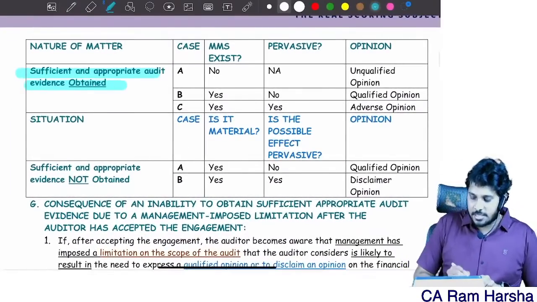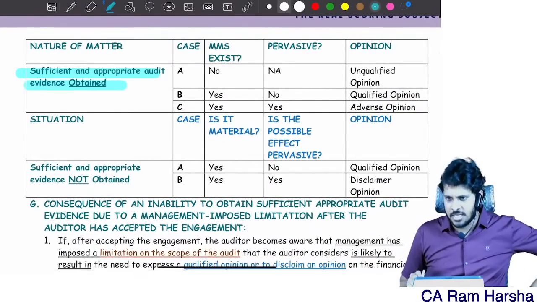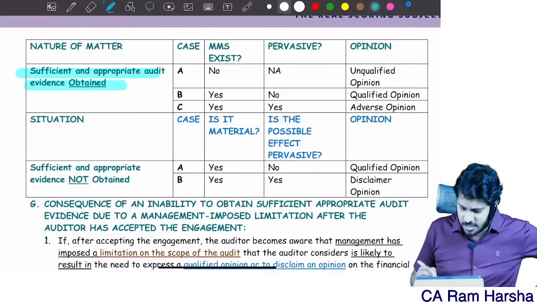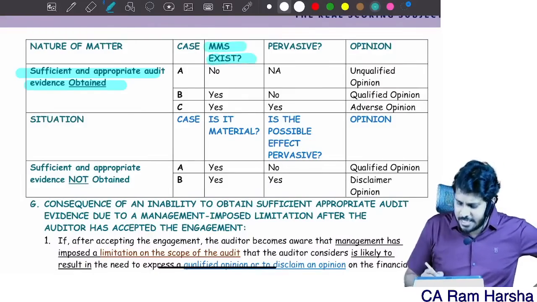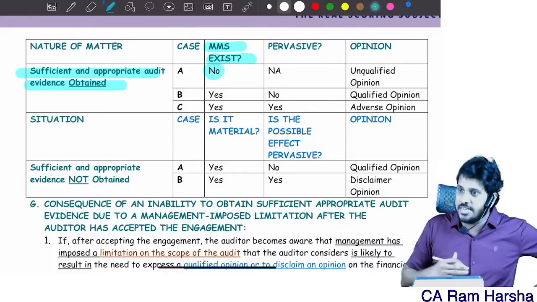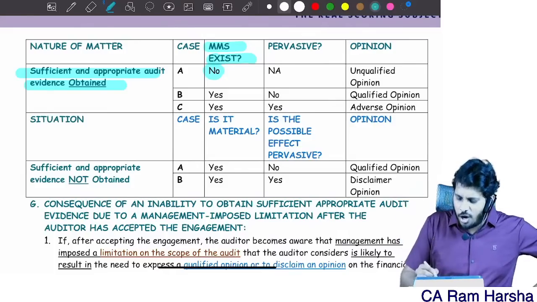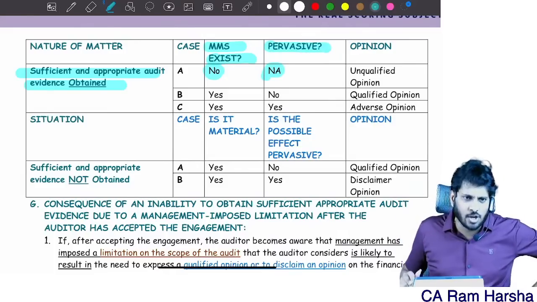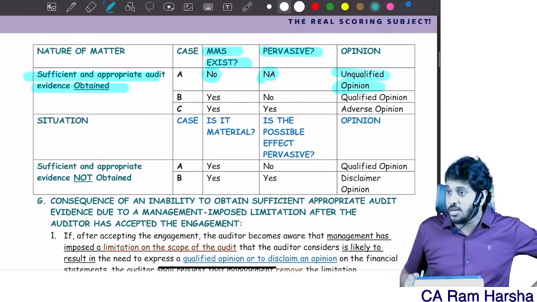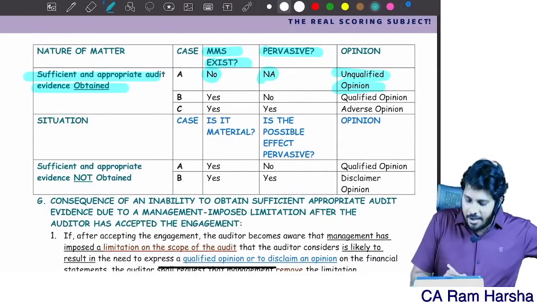Suppose you obtained sufficient and appropriate evidence. Is material misstatement existing? No. You got evidence that there are no mistakes. Automatically, will the pervasive concept apply? No. So directly I'll give which opinion? Unqualified opinion.